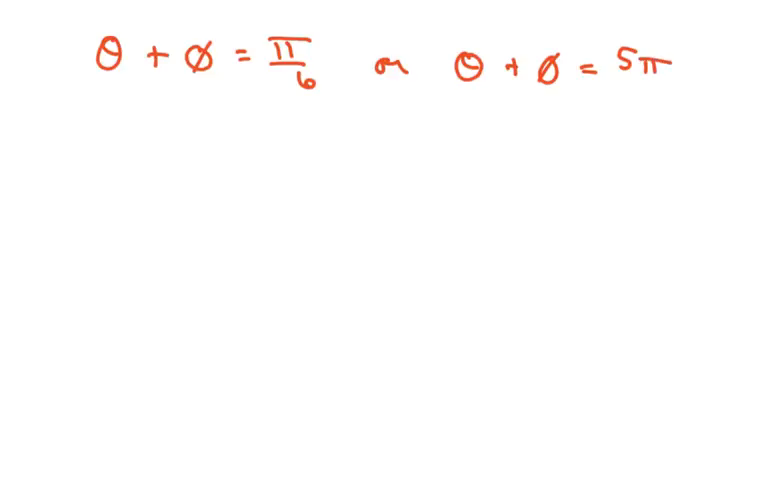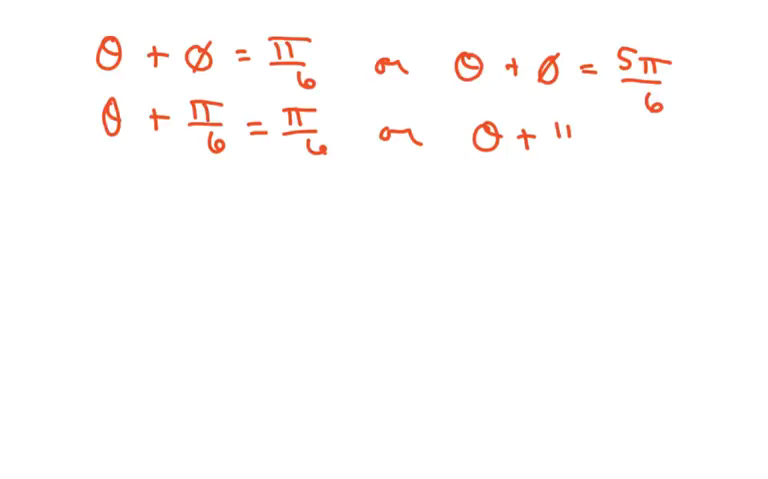So let's go over here, and we have theta plus phi equals pi over 6, or theta plus phi equals 5 pi over 6. Now we know phi is pi over 6, so we're going to get theta plus pi over 6 equals pi over 6, or theta plus pi over 6 equals 5 pi over 6.